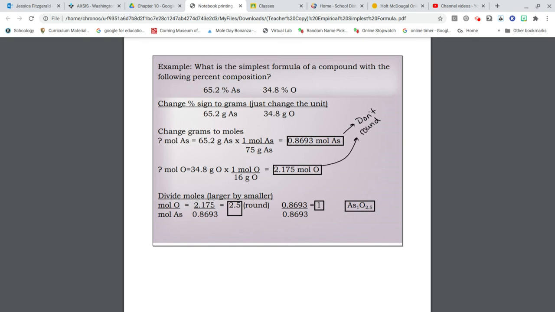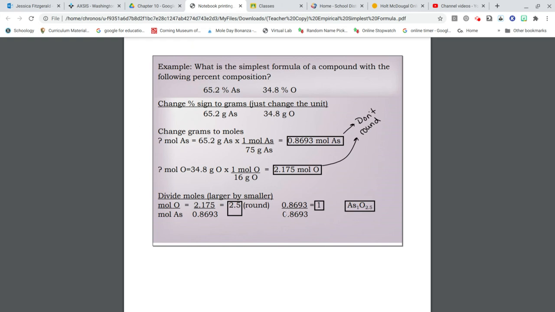So 2.175 divided by 0.8693, and that gives us 2.50 and a whole bunch of numbers. We're just going to go on around that to 2.5. Okay. This is why you don't want to be rounding, because when you divide by small, this is going to get you to your closest whole number. If you got 1.99999, I would go on and say fairly confidently, it's okay to round up to 2. But when we get 2.5, we cannot round that up to 3. We have to stay at 2.5.